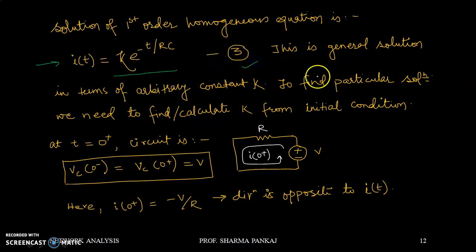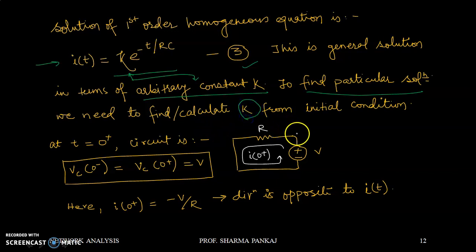This is the general solution in terms of the arbitrary constant k. We do not know the exact value of constant k. To find the particular solution of equation number 3, we need to find or calculate the value of k from the initial conditions method.